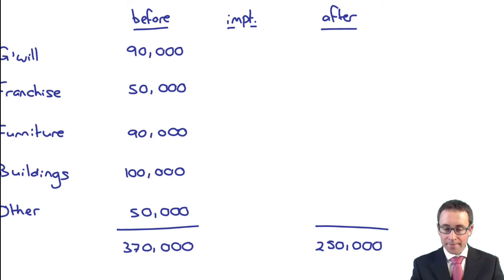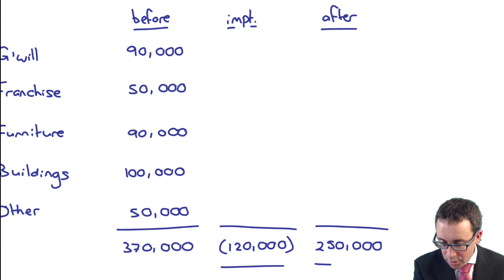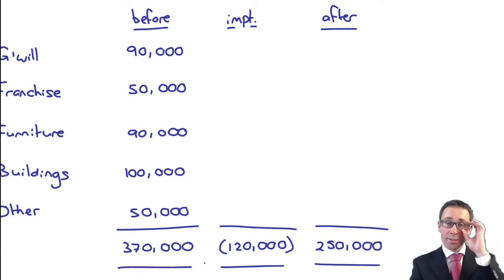250,000. Okay. So I think the impairment that we have, the difference between the two is 120, isn't it? So that's the impairment of the cash generating unit. But how do we then go through and allocate it?